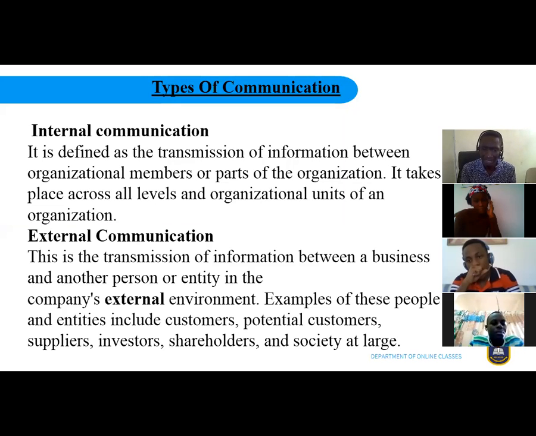Now, the second type is called external. Here, as the name suggests, we are trying to transmit information between a business and another person or an entity in a company's external environment. It means that we are sharing information, and the information is going outside the firm. And so communication between Wallace Academy and Sonrise is an example of what?